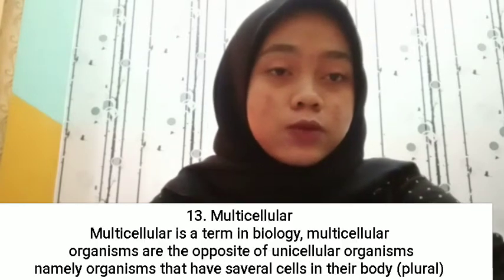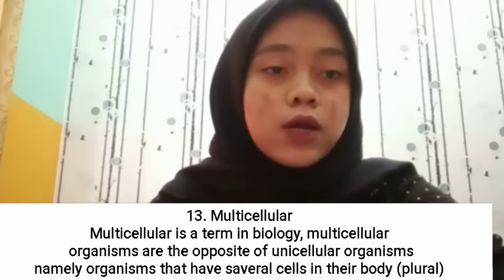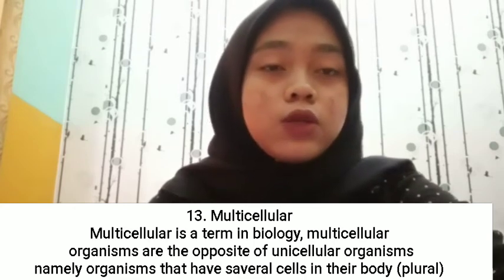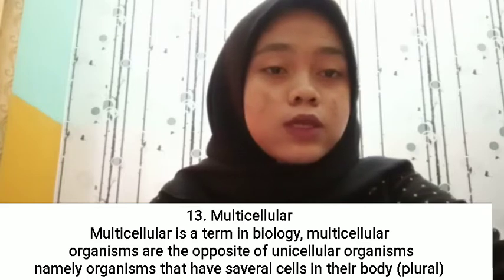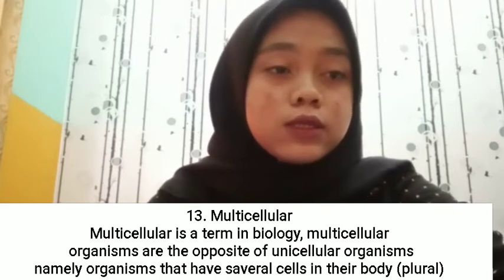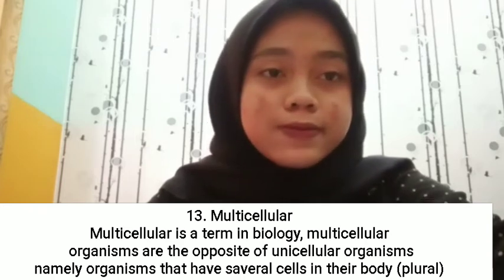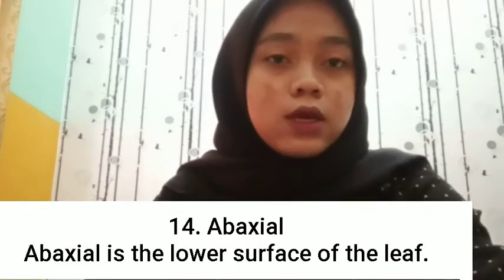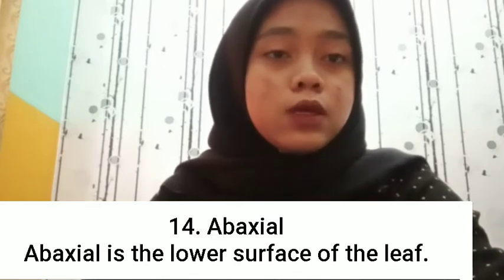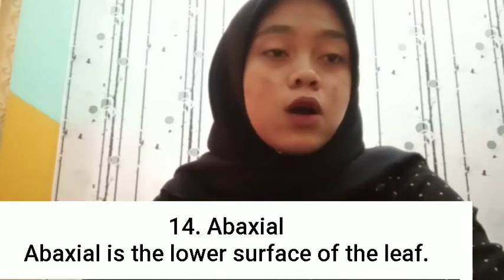13. Multicellular. Multicellular is a term in biology. Multicellular organisms are the opposite of unicellular organisms, namely organisms that have several cells in their body, or plural. 14. Apexial is the lower surface of the leaf.